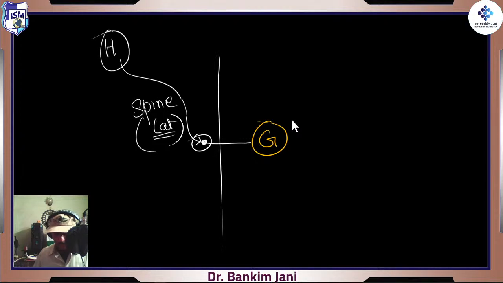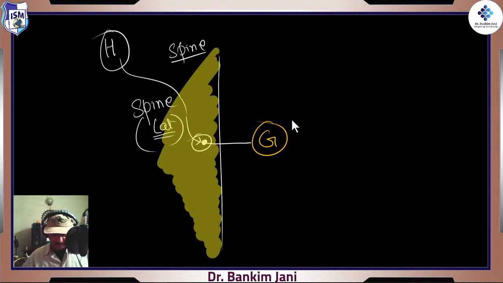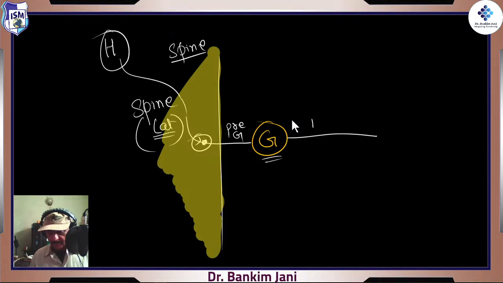So from this point onwards, this much is spine, and I'll color it like this, that this much is spine. Outside the spine, there is ganglia. So I'll call this thing preganglionic fiber. At ganglia, right, then there would be postganglionic fiber, right? And these things would go to organs. So far easy. And let's add something more to it.